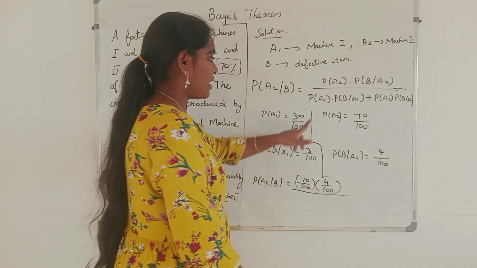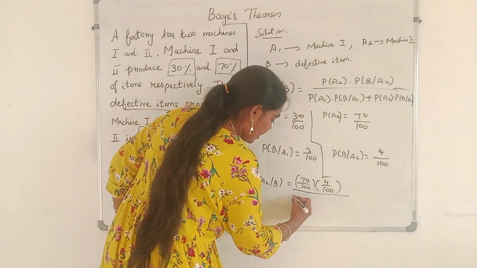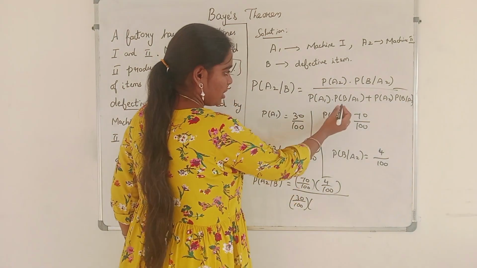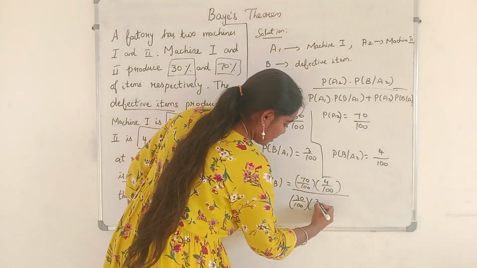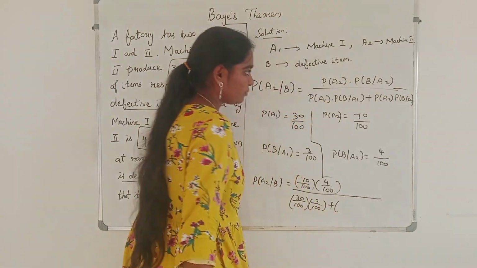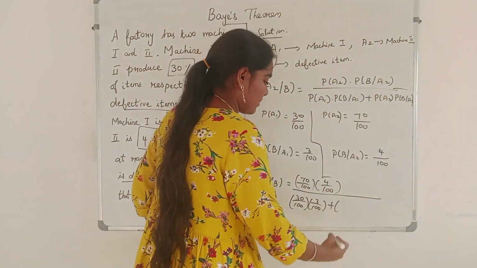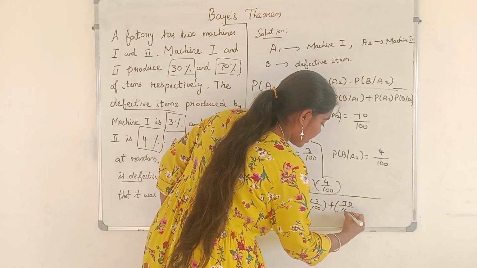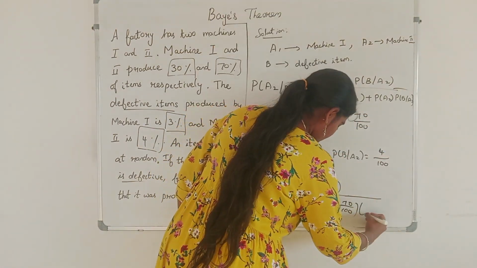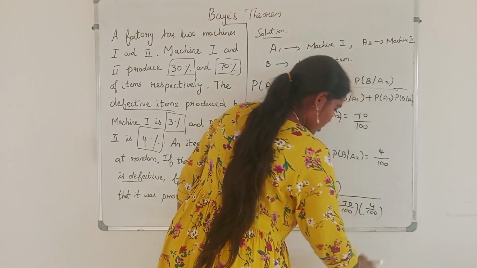divided by, here P of A1 is 30 by 100, 30 by 100 into P of B by A1 is 3 by 100, so 3 by 100, plus P of A2 is 70 by 100, so 70 by 100. P of B by A2 is 4 by 100, so 4 by 100.